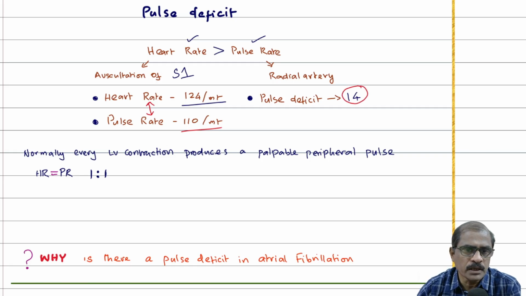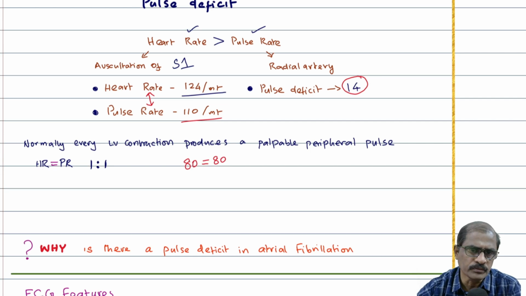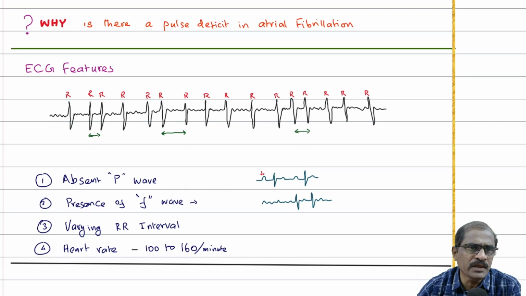Normally, every LV contraction produces a palpable peripheral pulse, which means if the heart rate is 80 per minute, the pulse rate is also 80 per minute. Now the question is, why is there a pulse deficit in atrial fibrillation? Let us review the ECG features of AF first. The features are: number 1, absence of discrete P wave.